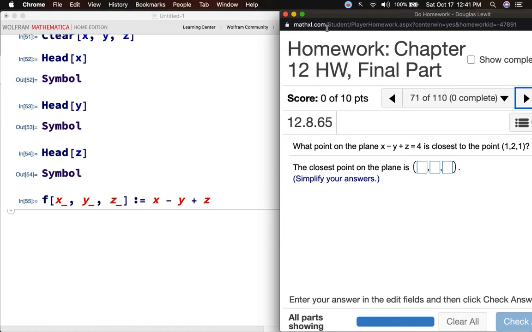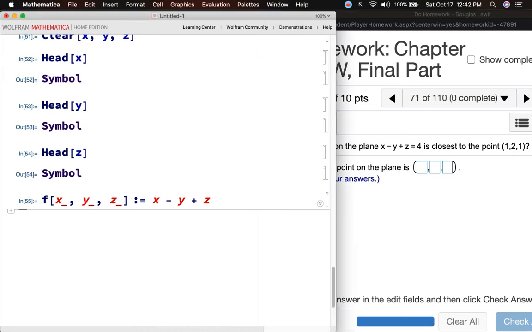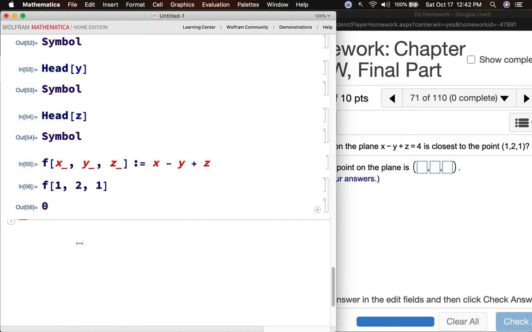And let's start off by checking that this point does not actually belong to the plane. f of 1, 2, 1 should not be 4, but who knows, maybe it is. And if it is 4, then the answer is simply 1, 2, 1. So the point 1, 2, 1 does not belong to the plane x minus y plus z is equal to 4. So now we actually have to do some work.